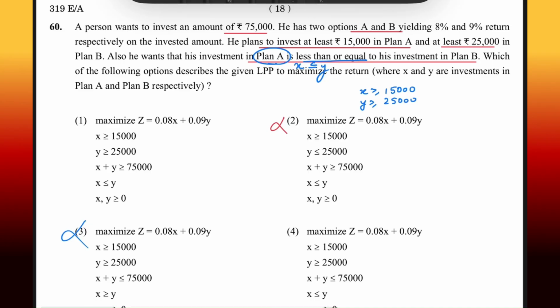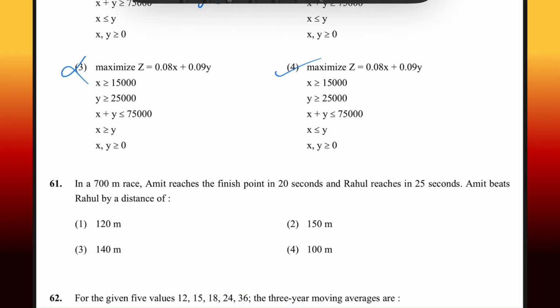Let's move to the first line. He wants to invest an amount of 75,000, so the amount cannot exceed 75,000, right? So X plus Y should be less than or equal to 75,000, which is not in option 1. So option 1 must be incorrect. Option 4 is the correct answer for this question. So the other 3 options are discarded.